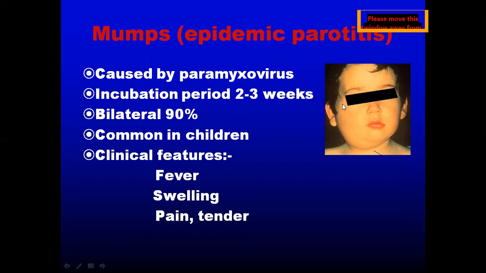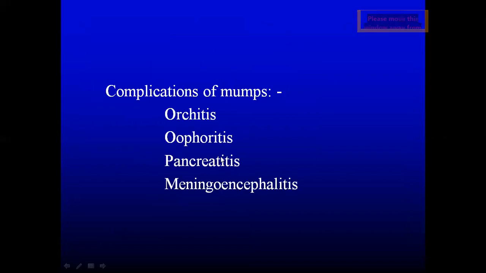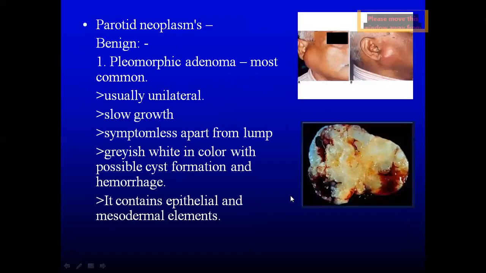Mumps is a viral infection caused by paramyxovirus. The incubation period is usually 2 to 3 weeks. There will be swelling over the face in front of the ear, which is tender. Complications may lead to inflammation of the testes and ovaries, pancreatitis and meningoencephalitis.